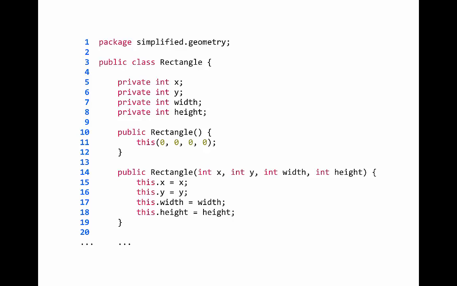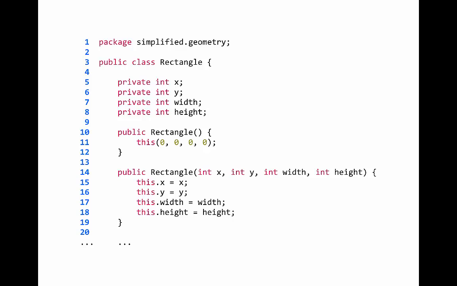Now let's look at the four-argument constructor. It takes parameters x, y, width, and height, and simply assigns them to the corresponding fields x, y, width, and height. Notice that when you use the variable x, for example, without qualification inside the constructor, the compiler assumes that you're talking about the parameter x, not the field x.